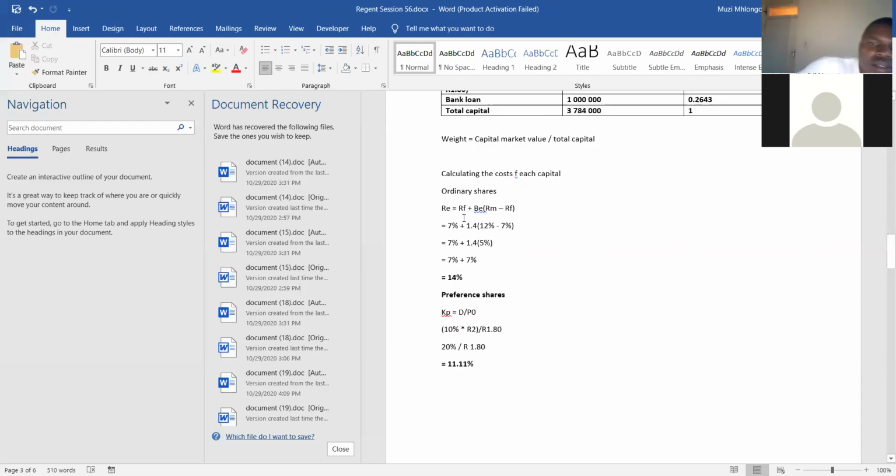So in this case, you should have in mind that these two models, which is CAPM, the capital asset pricing model, and the dividend growth model, only affect ordinary shares. During the examination, you find that they will give you this formula, but it's always best to know this formula by heart so that you wouldn't waste time during the examination.